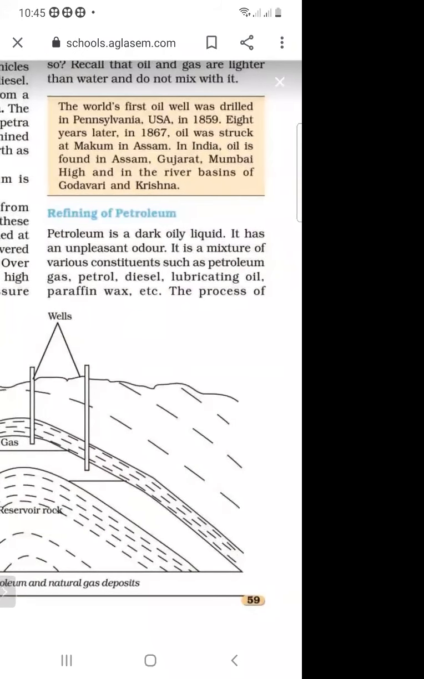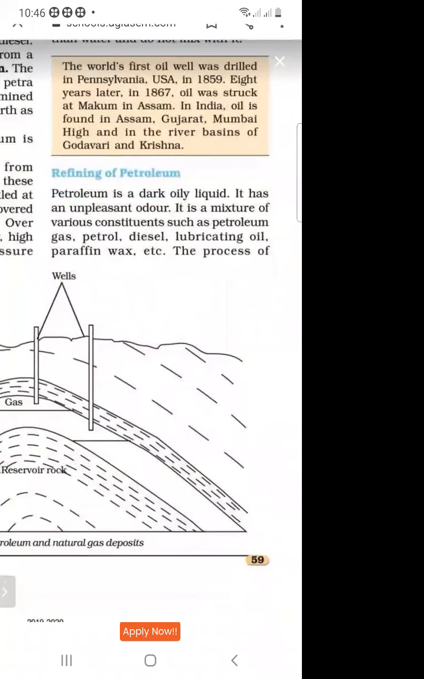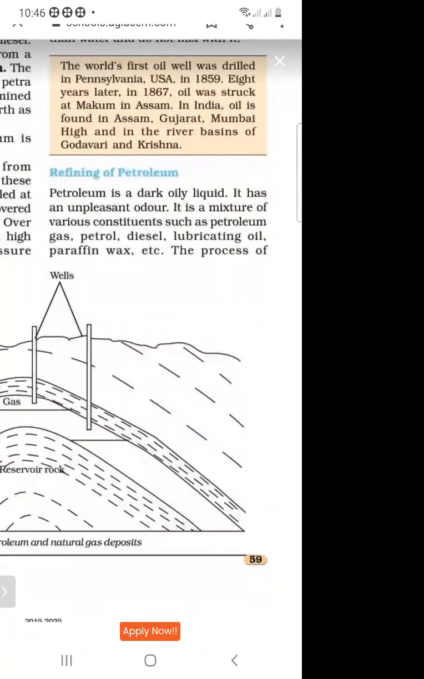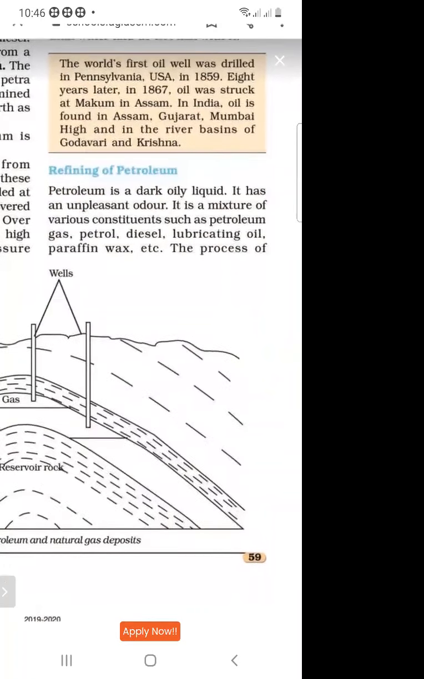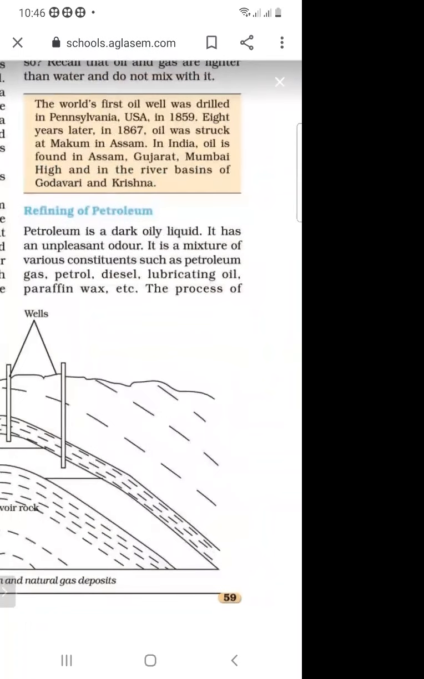In petroleum, there are so many components, just like petroleum gas, petrol, diesel, lubricant oil, paraffin wax. And how does it look? It is a dark oily liquid, and it has a very bad smell.